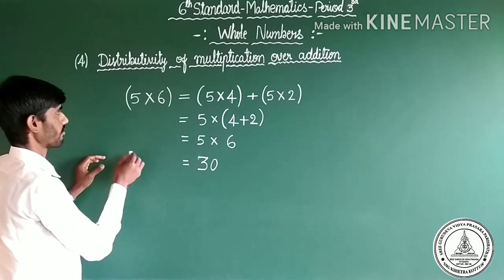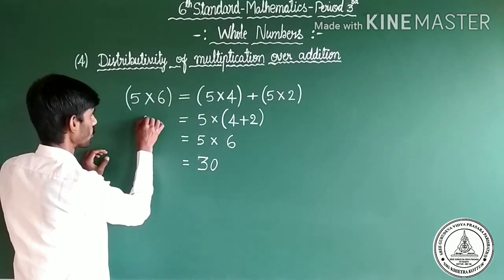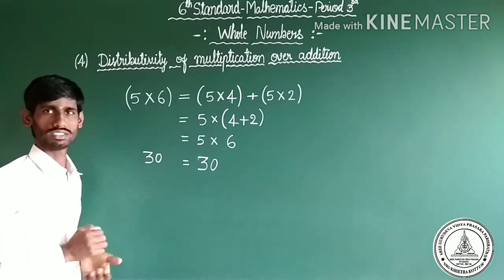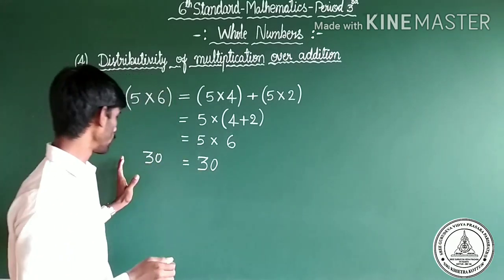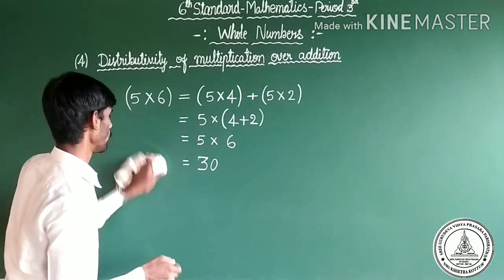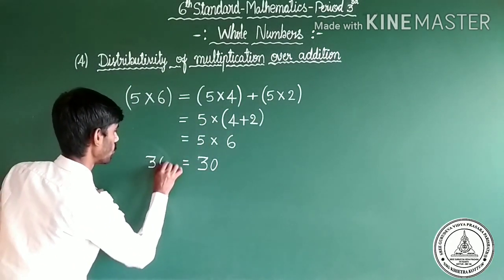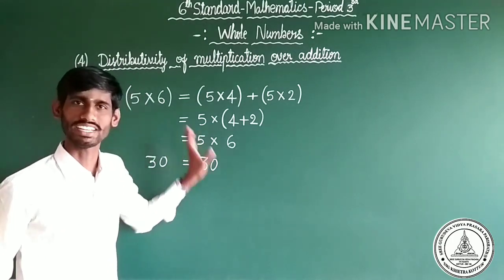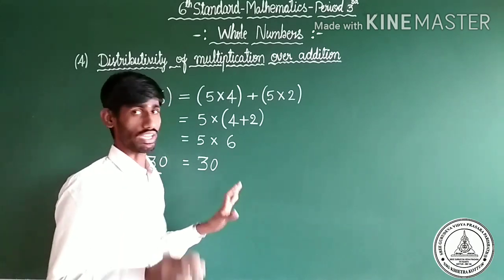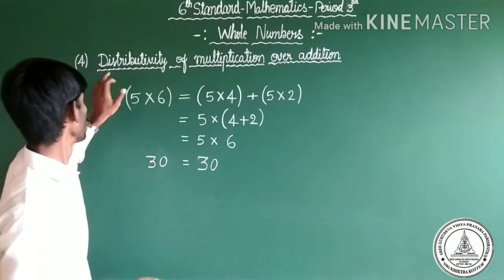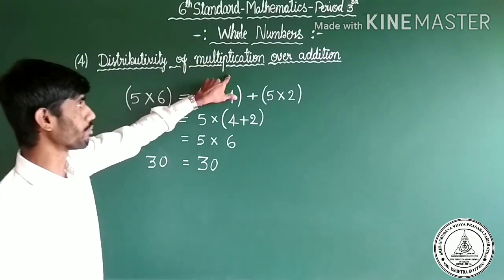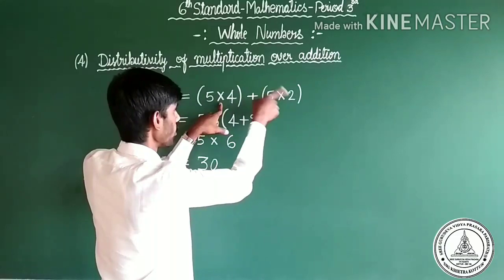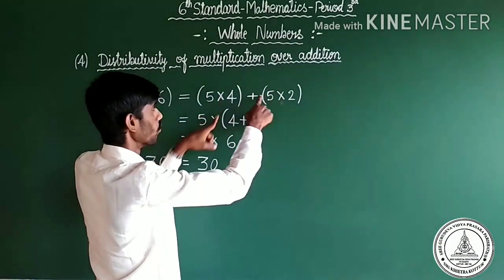Let us check the left hand side. 5 into 6 is 30. Are you clear? The left hand side is 30 and the right hand side is 30. So the left hand side and right hand side are equal. So we can conclude that this is distributivity of multiplication over addition.